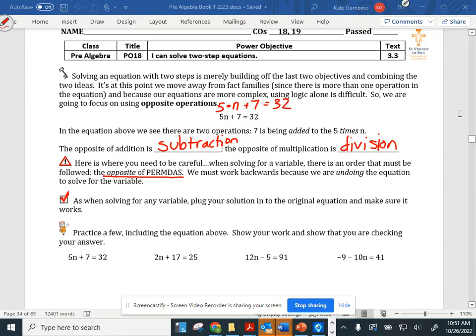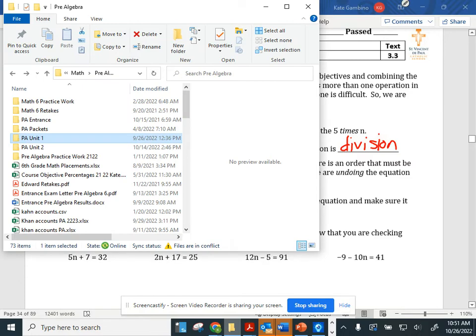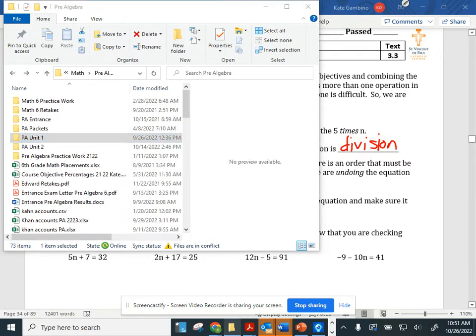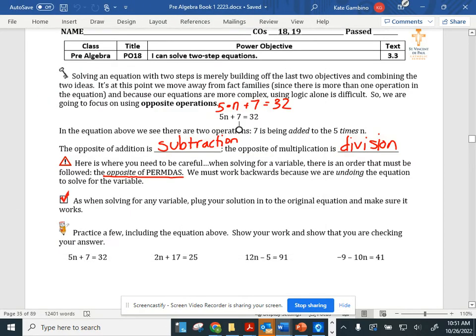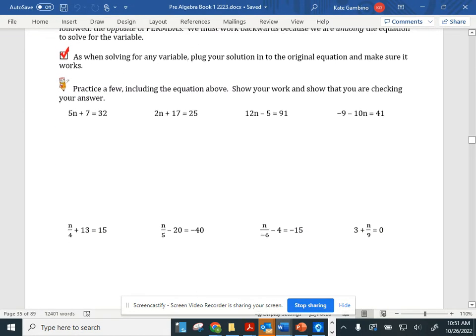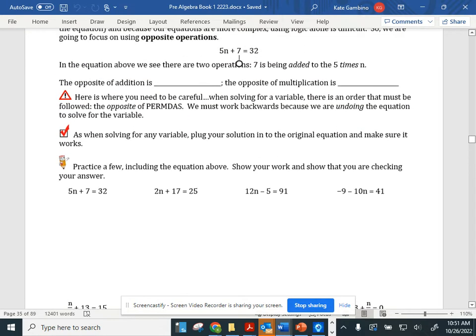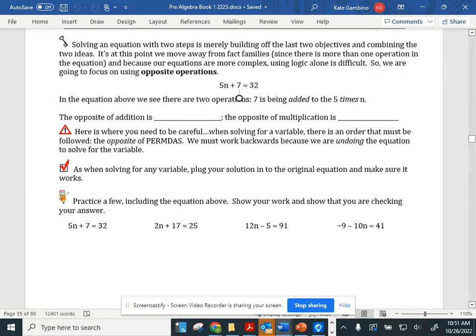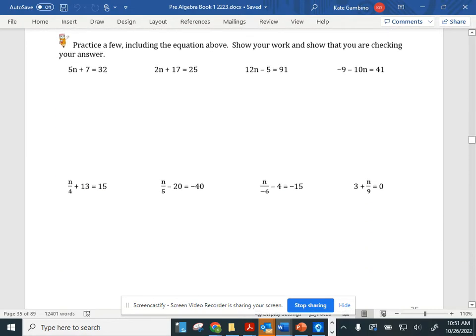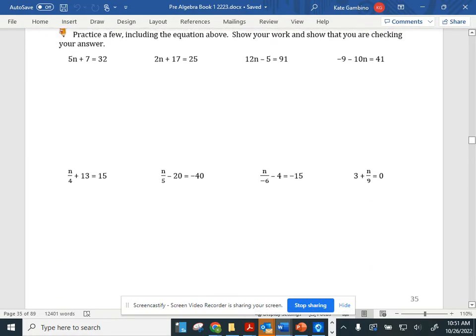All right, so I'm going to work through, oh my goodness. Let's work through how this is going to look. We're going to practice a few, including the equation above. Show your work and show that you are checking your answer. So the equation above was 5n plus 7, so that's this first one right here. 5n plus 7 equals 32.